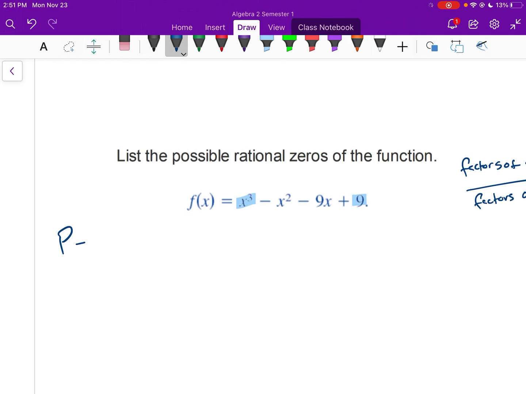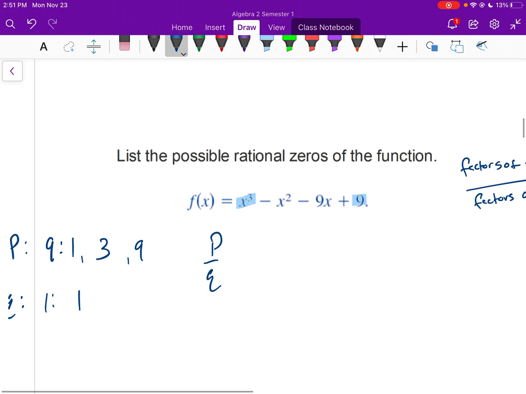Factors of the constant are p, and those are going to be our factors of 9. Our factors for 9 are 1 times 9, so that's 1 and 9, and 3 times 3, so our factors of 9 are 1, 3, and 9. Then the factors of our leading coefficient are just 1, because our leading coefficient was 1. So there's p, there's q, and it's always p over q. In this case, we got 1, 3, 9 over 1.